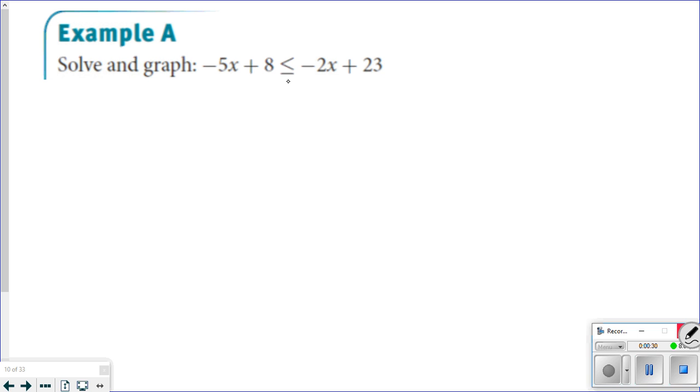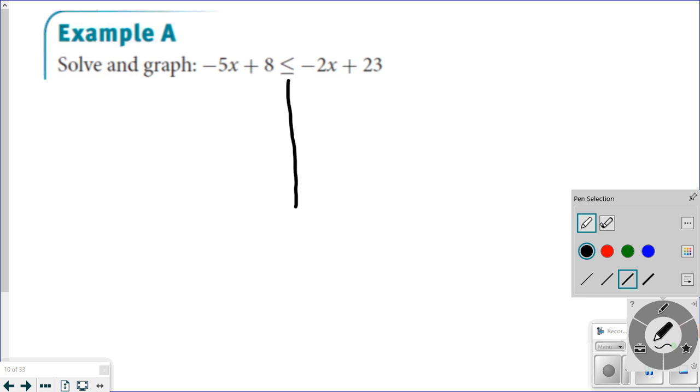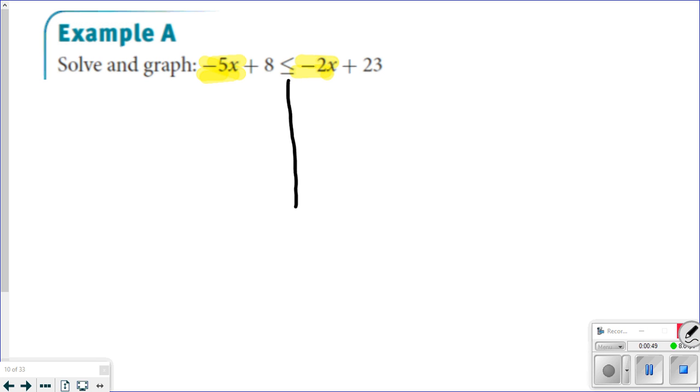So I'm going to draw a line down to keep my two sides separate to organize my work. And if I'm looking here, I notice I have a negative 5x and a negative 2x, and they're on opposite sides of my equal sign. So I want to move them together on the same side. So I'm going to add 2x. These cancel. Whatever I do to one side, I have to do to the other. Add 2x.